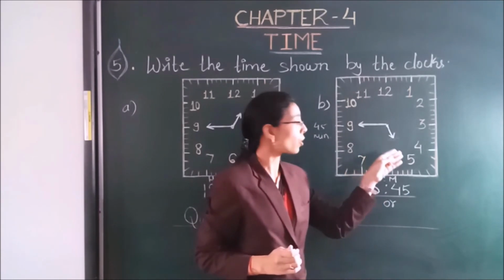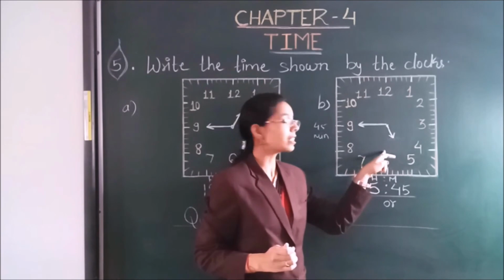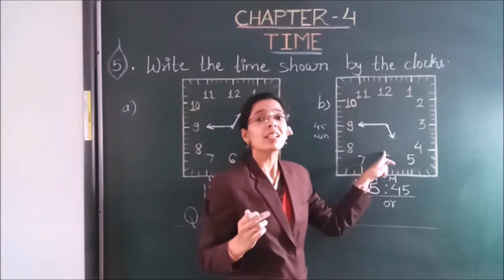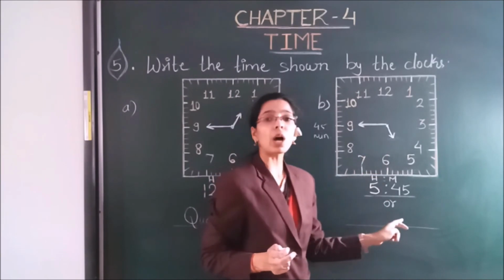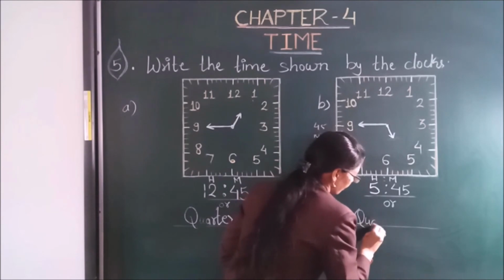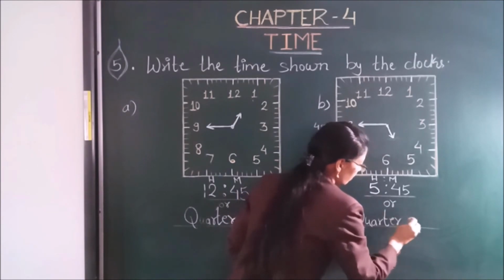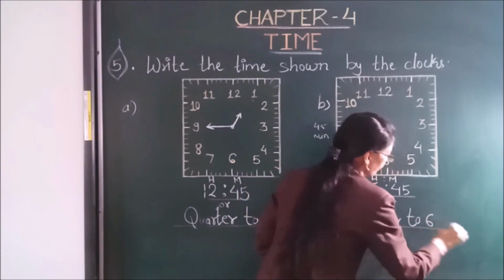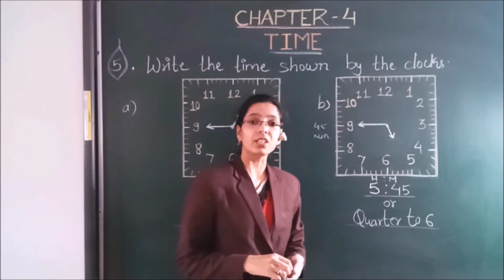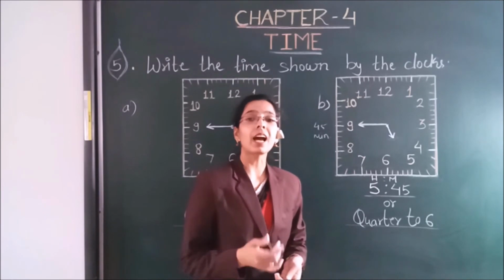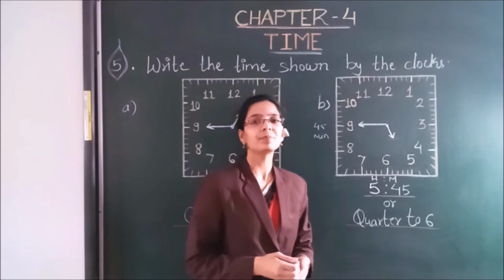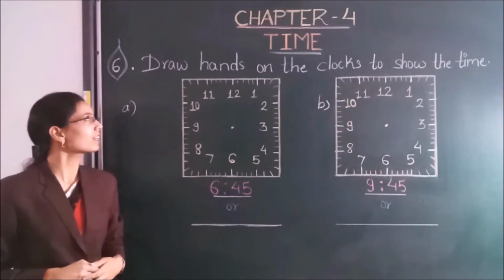Or, how will we write it another way? This hour hand has crossed 5 and is about to reach 6. Means after 5:45, what time will be there? 6 o'clock. So, it is quarter to 6. Quarter to 6. Okay. After 5:45, 6 o'clock will be there. Means the hour hand has crossed 5 and is about to reach 6. Understood?